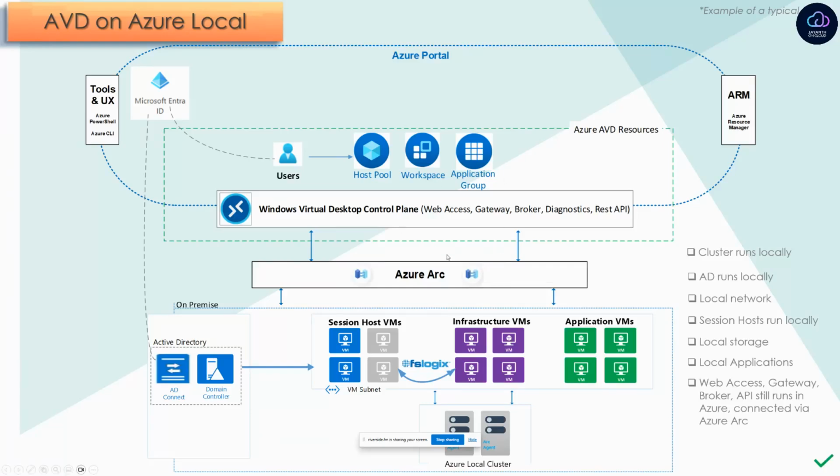So as you can see here, the main differentiator is the session hosts, Active Directory, infrastructure application VMs are no longer running in Azure. They're actually on your own on-premise infrastructure, connected up to the portal via Arc. But the key thing is that the control plane is still going to be in the portal in Azure. And so this is this hybrid solution where we're going to need connectivity still to Azure to manage the service.